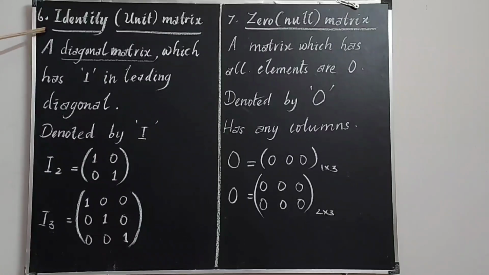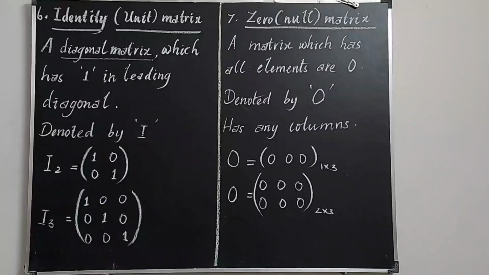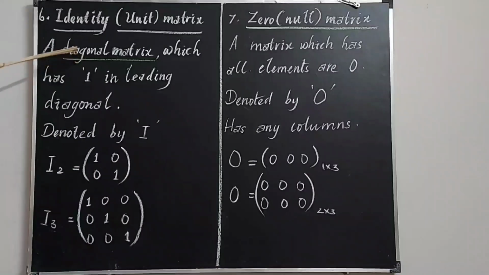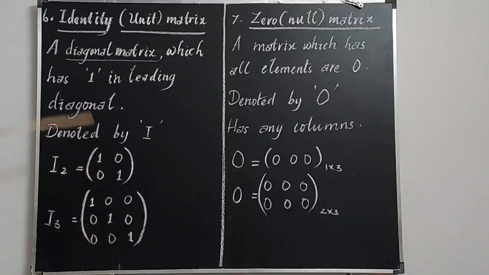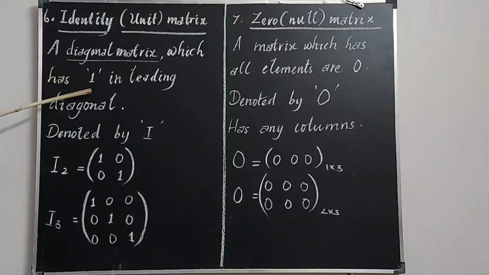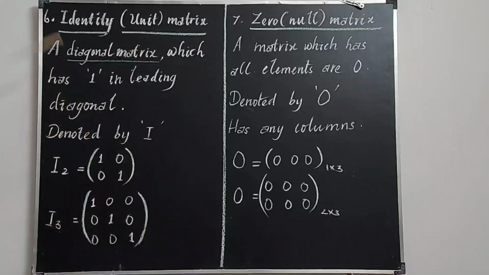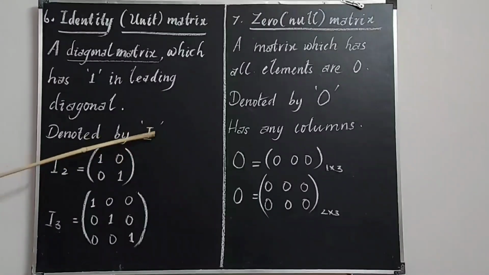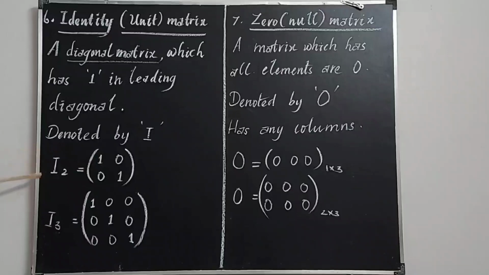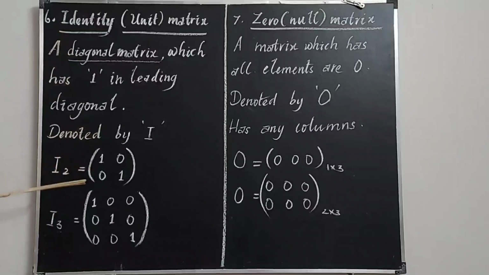Sixth one is the identity or unit matrix. Unit, it denotes 1. So a diagonal matrix, look at this people, diagonal matrix means it has entries only along the leading diagonal. If the leading diagonal entries are 1, then the matrix is known as an identity or unit matrix. It is denoted by a specific letter I. You be thorough in this, you should be very careful in this. Simply it will be given in the sum as I2. What does I2 stand for? I2 stands for unit matrix of order 2.